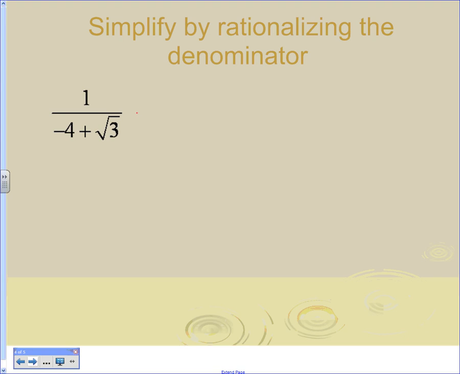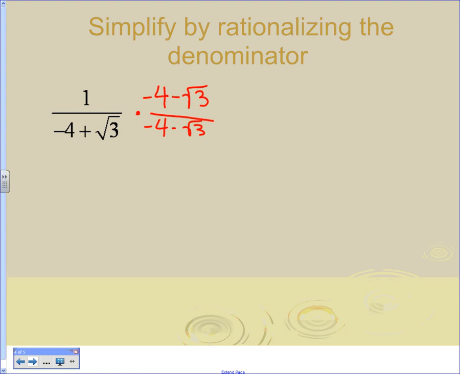So you're going to multiply it by negative square root of 4 minus square root of 3 over negative 4 minus square root of 3. What is this all simplified to? It simplifies to 1. Anything over itself is 1, right? So are we changing the value?